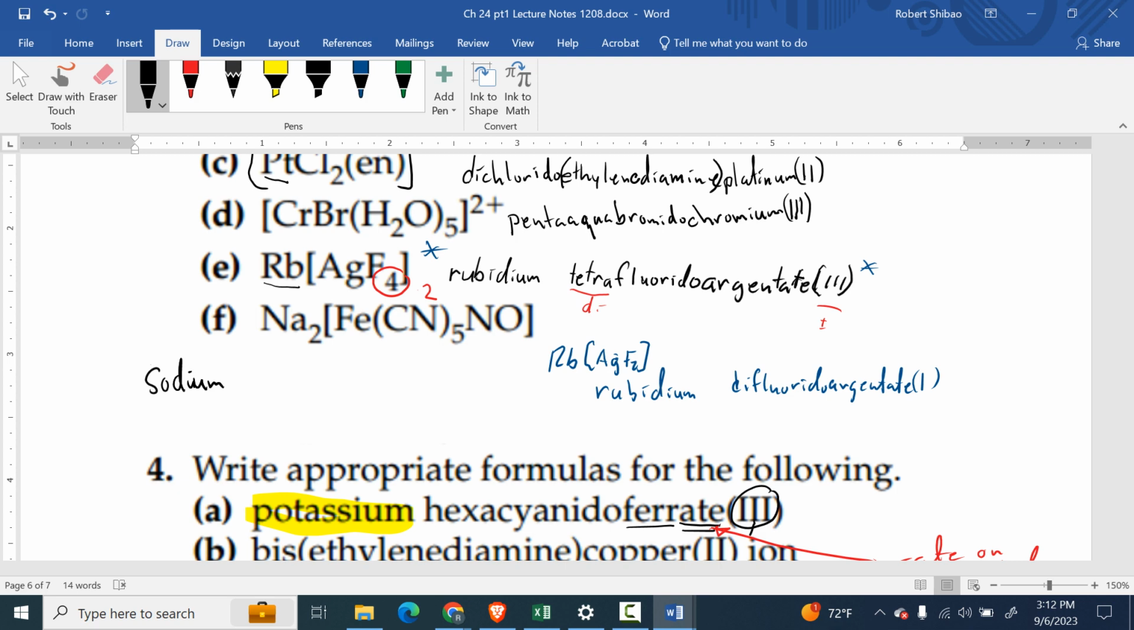So cyanido, or what's NO called? Nitrosyl, or the new name would be oxidonitrogen. And I don't particularly like oxidonitrogen, but let's use it. Oxidonitrogen or cyanide, which one would come first? Cyanide. So it's going to be sodium space penta cyanido, pentacyanido, and then this one, this weird one, is oxidonitrogen.